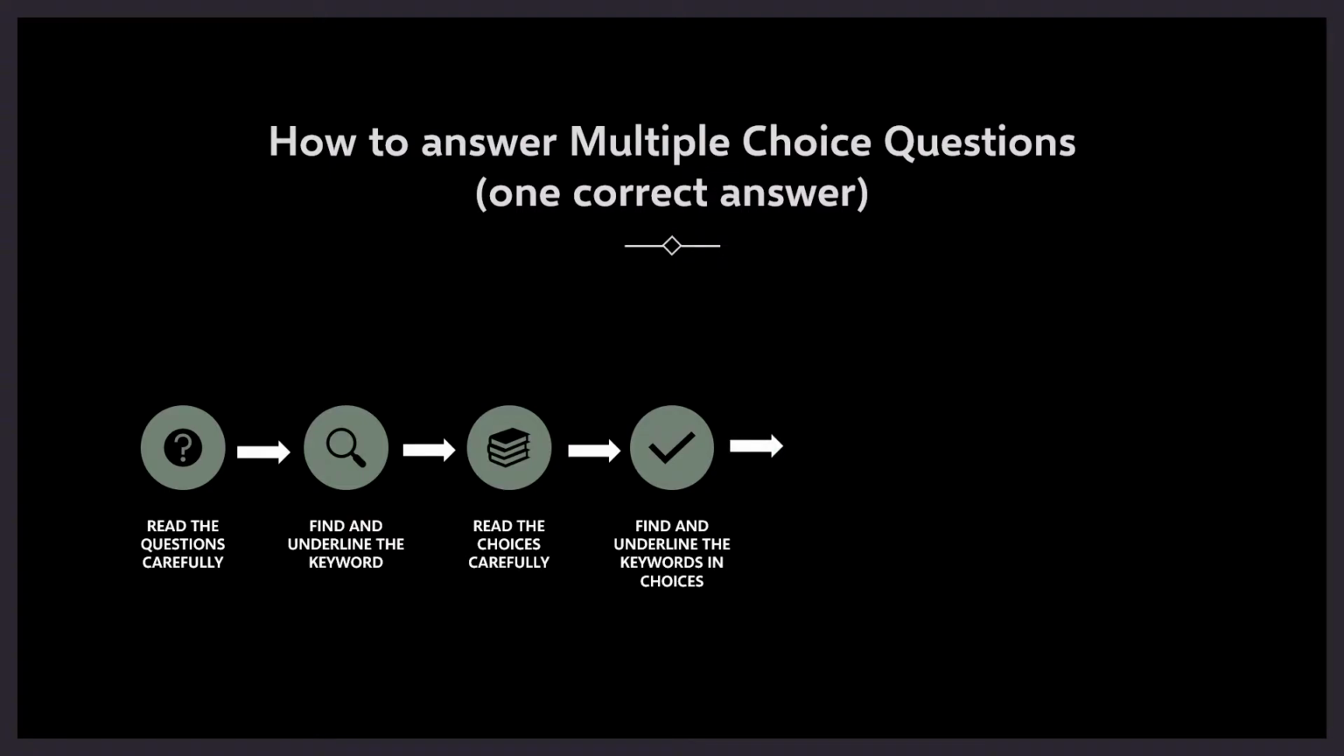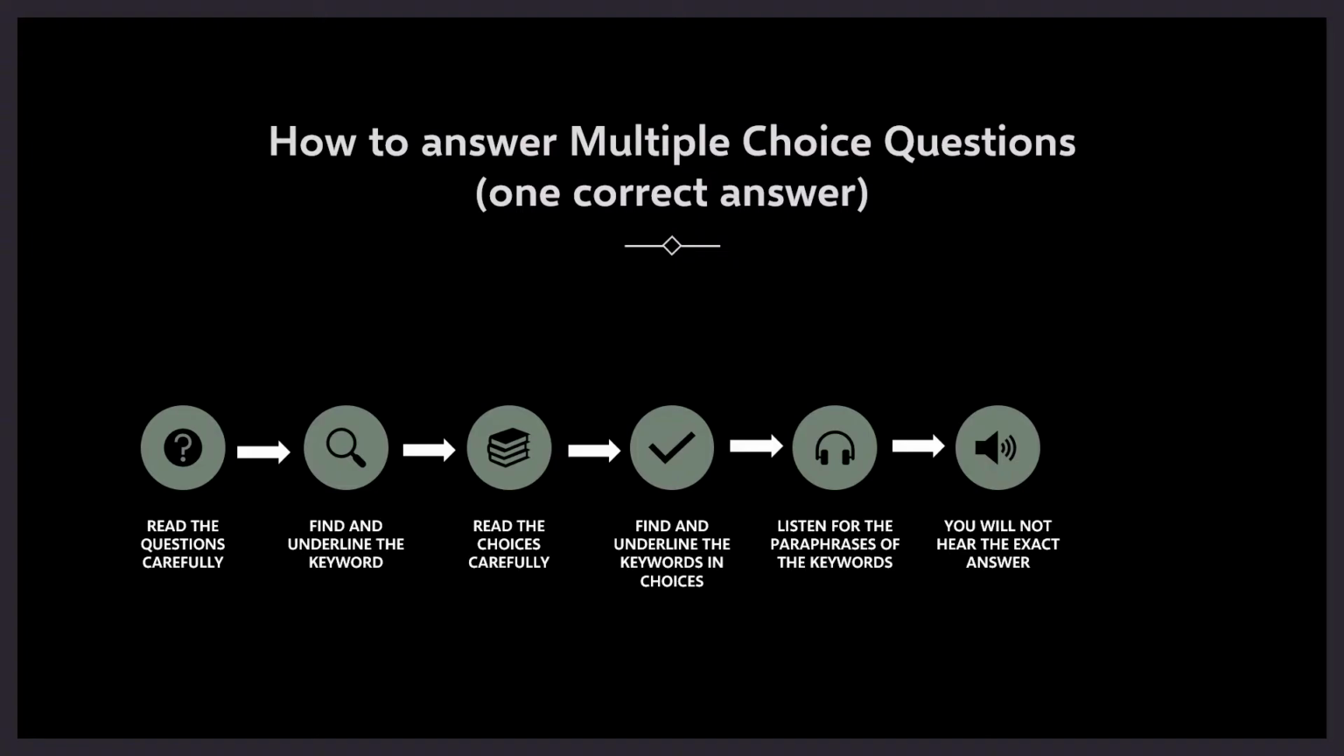In the next step, you need to listen for the paraphrases of those keywords. As we discussed in the previous video, you will not hear the exact keywords. When you are listening to the real track, you shouldn't expect to hear those exact words. On the other hand, you should expect to hear something similar to them, a synonym, an antonym, or the same sentence in other words.